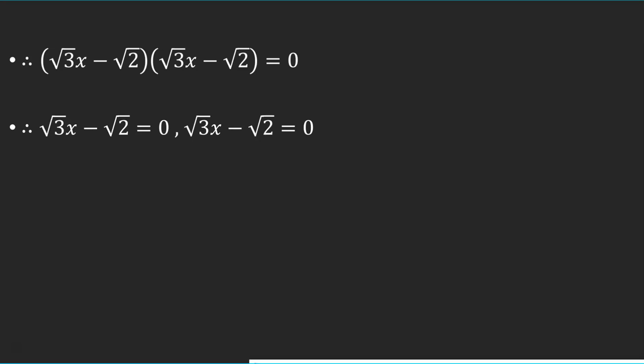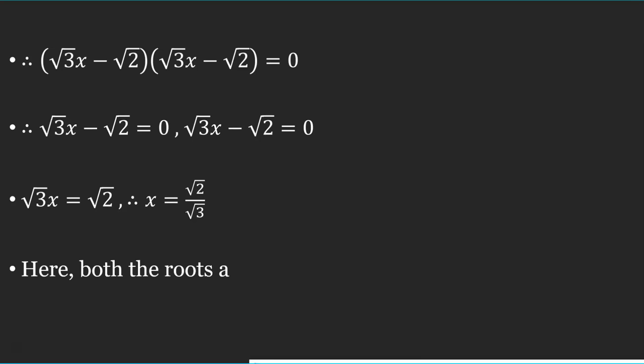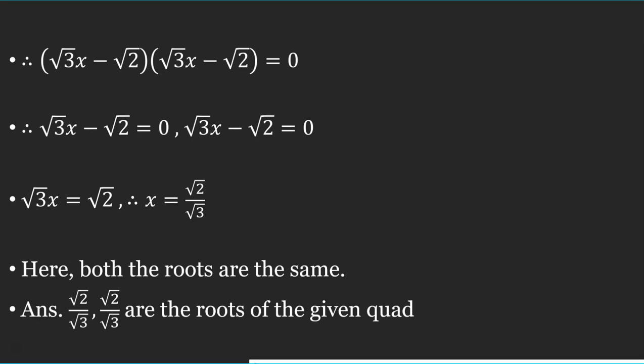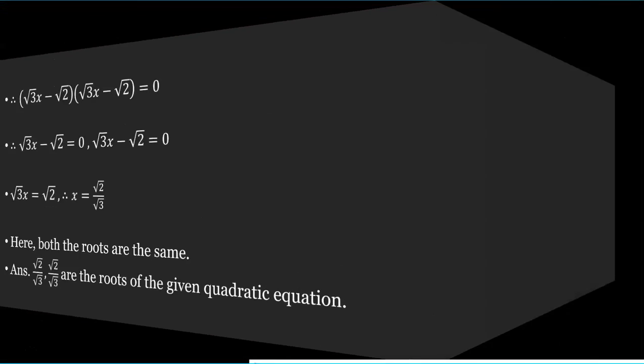Again, these two terms are equal. Therefore, root 3x is equal to root 2. Therefore, x is equal to root 2 upon root 3. And here both the roots are the same. Okay, and root 2 upon root 3, root 2 upon root 3 are the two roots of the given quadratic equation.